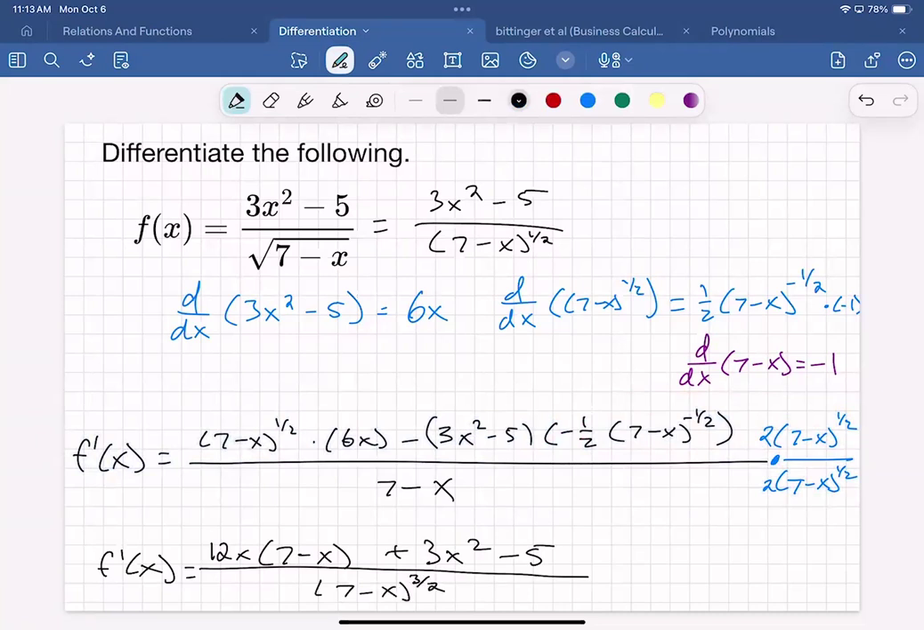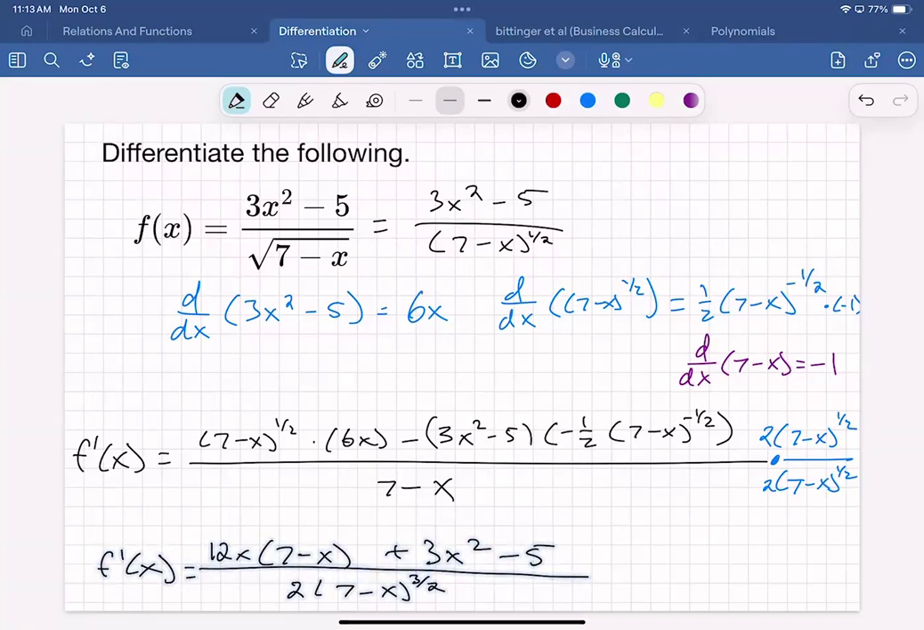7 minus x now to the 3/2. I had 1 whole plus another half, which is where the 3/2 is coming from. And don't forget your 2 in the denominator as well. The nice thing about it is the multiplication works nicely with the term that had the fractions that we're trying to get rid of. Just be careful to see that it was a -1.